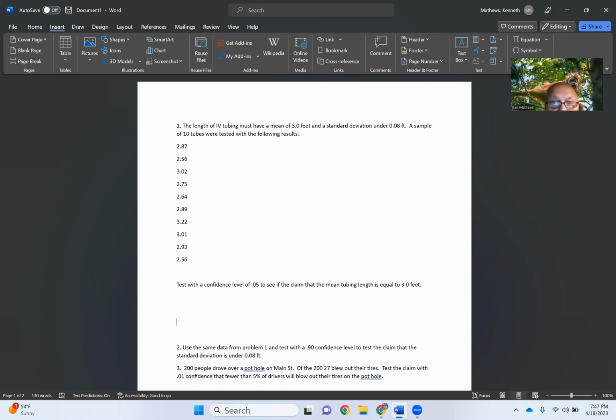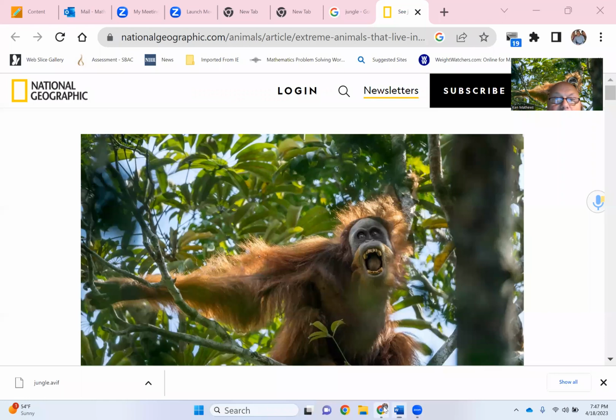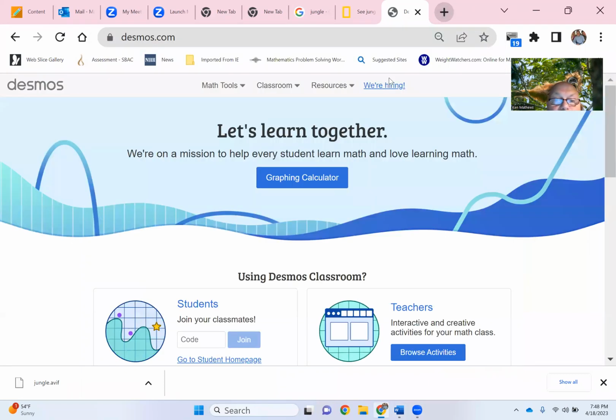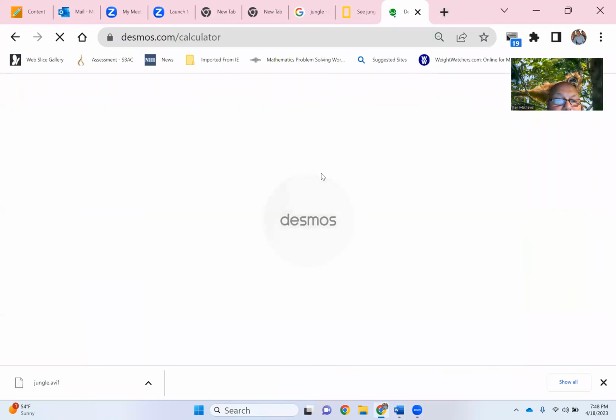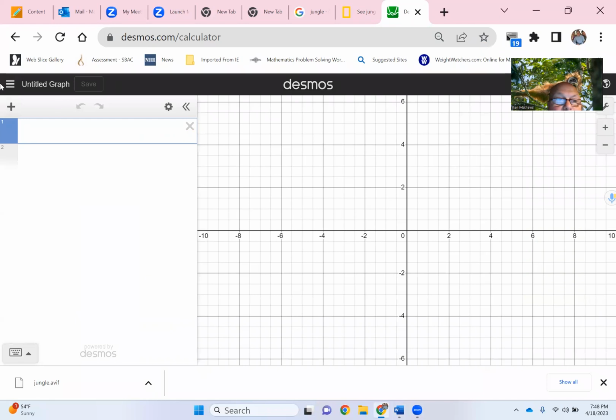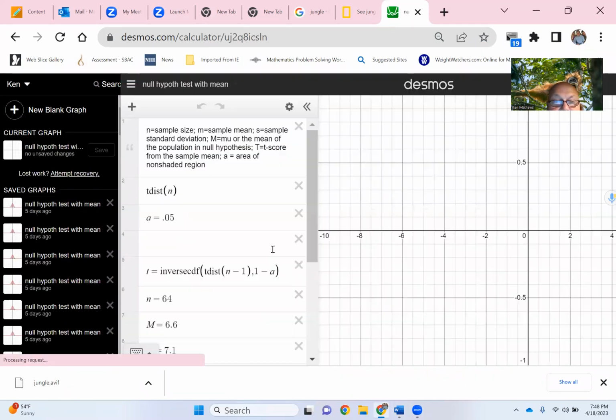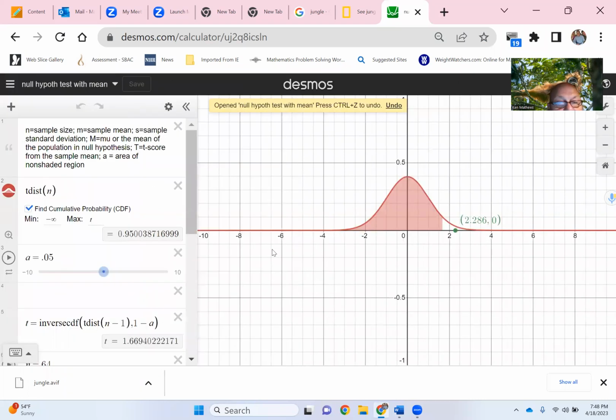Okay, so the first thing we're going to do is go into Desmos and look for the null hypothesis test for means and find out what the mean of our sample is and what the standard deviation of our sample is. Okay, let's go to Desmos. Null hypothesis test with mean. There it is. I'm going to open the graph. Now, we're actually testing the mean to see if it's equal to 3.0.